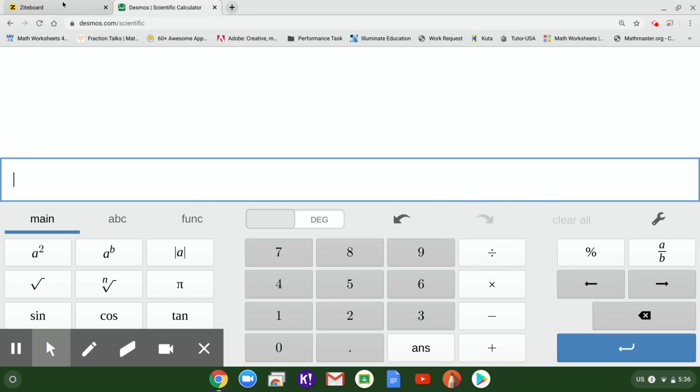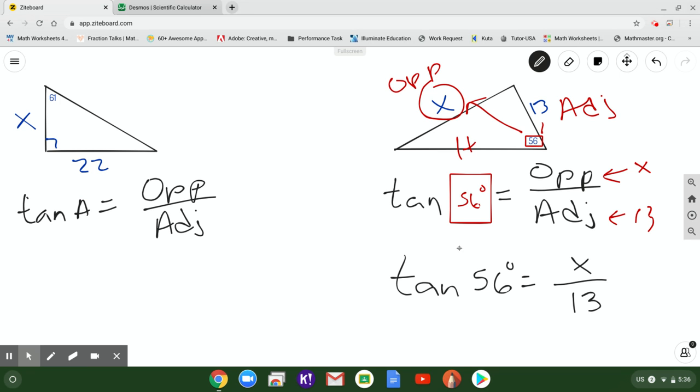So going back to our problem, tangent 56 is just a number in your calculator. So just focus on, what do I have to do to solve for X? I have to multiply by 13. So just multiply both sides by 13. There we go. This is what you have to enter in your calculator to get your answer. So if you're trying to show work, you need to write down your answer is 13 times tangent 56.